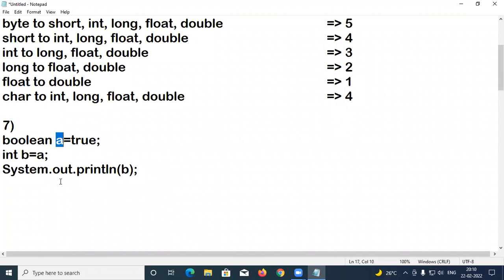A is a boolean type. Boolean cannot be converted to other types. So it's an error. So A is a boolean type. I'm converting to integer. Not possible. Boolean cannot be converted to other types, and other types cannot be converted to boolean type.